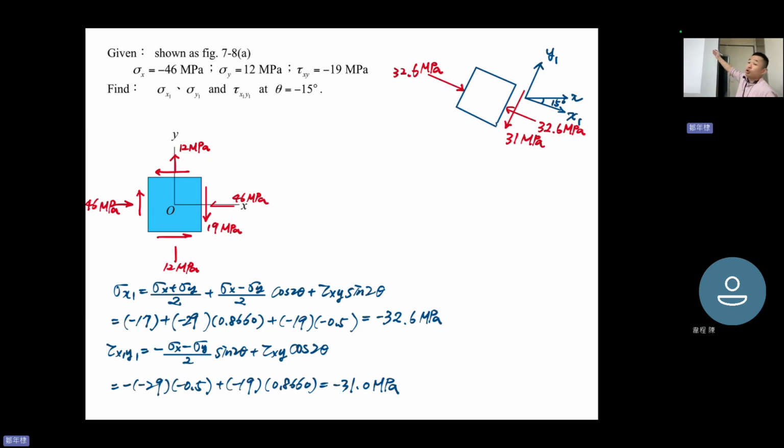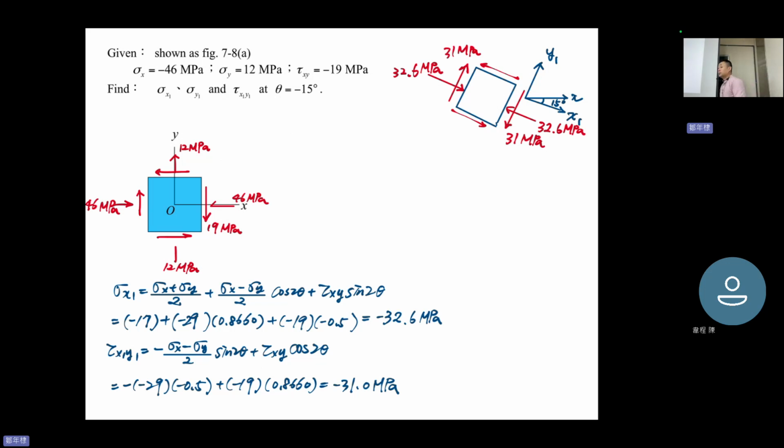And now you know shear comes in pairs. Okay, so the opposite side will have an upper balance shear and 31 megapascal. Okay, and come in pair, right? So upper and bottom part. Okay, they are all 31 megapascal.